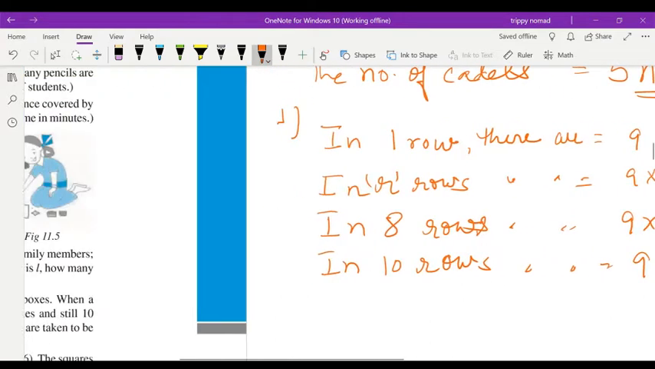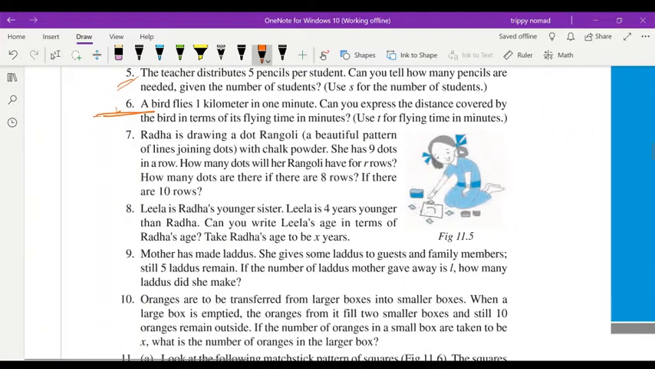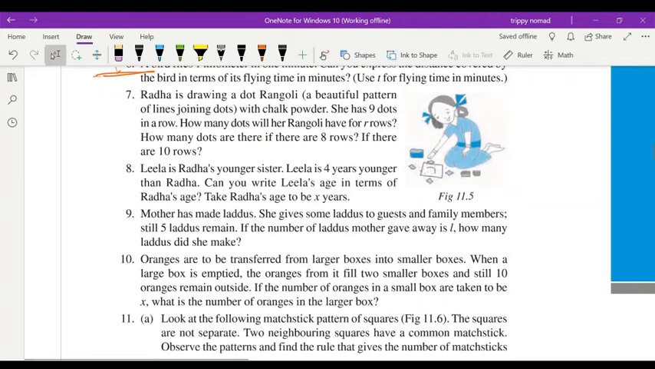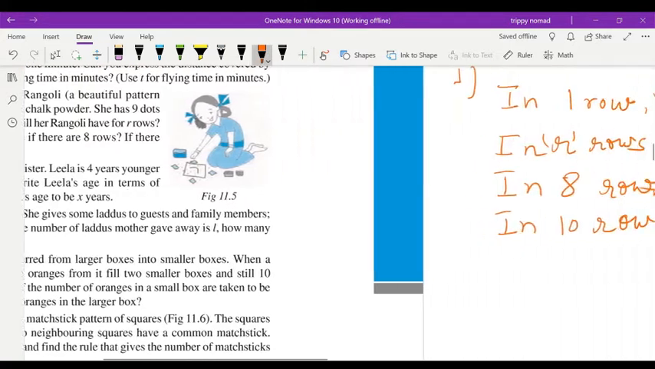Now question number 8. Leela is Radha's younger sister, and Leela is 4 years younger than Radha. Can you write Leela's age in terms of Radha's age? Take Radha's age to be X. We are not aware how much the age of Radha will be.